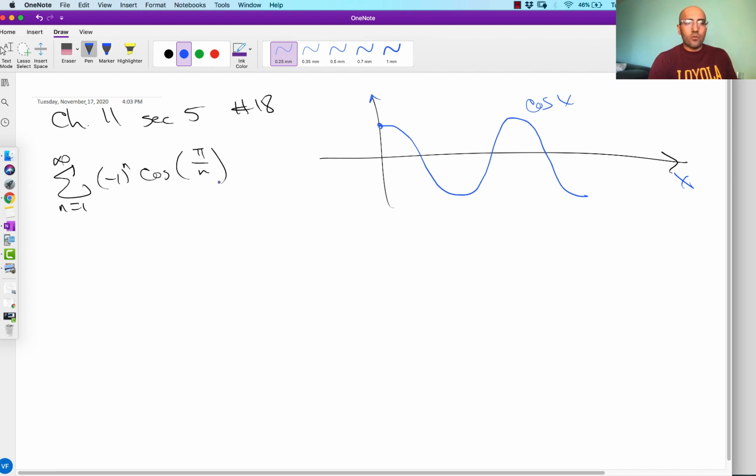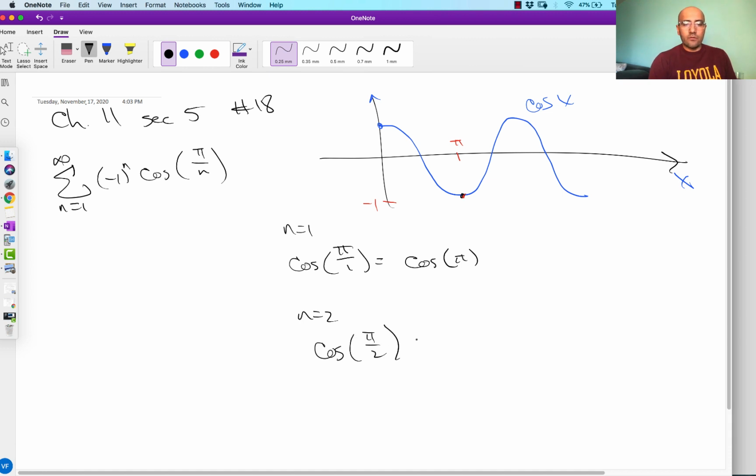Okay, so when n equals 1, we end up with cosine of pi over 1, which is cosine of pi, which is right here. Here is pi. So we end up with -1 as that first value. When n equals 2, we end up with cosine of pi over 2, which is just this point right over here. When n equals 3, we end up with cosine of pi over 3, and that'll be over here somewhere.